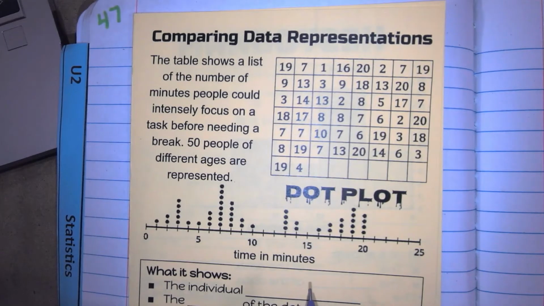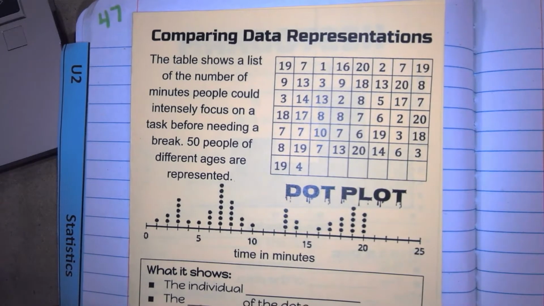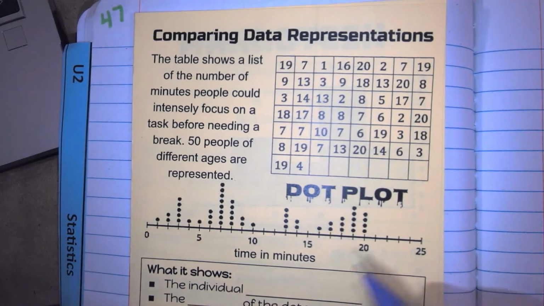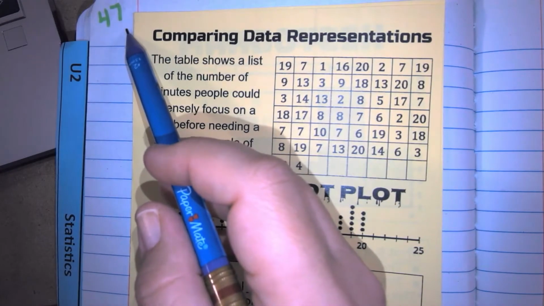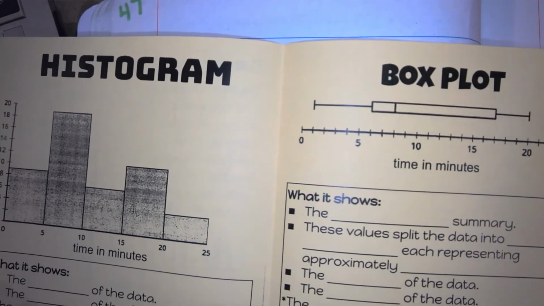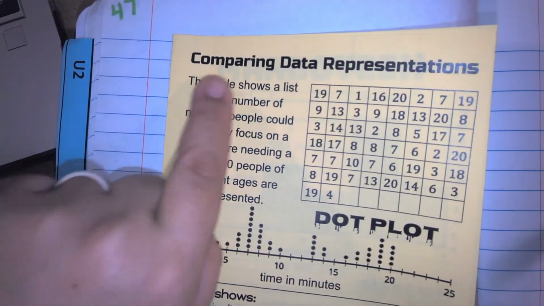Now we're going to talk about what are some of the uses for each of them, what are some of the things you can see when looking at them. This is going to go into your notebook on page 47. And you're going to fold it into this little book. So you'll notice it has two sides, histogram and box plot go on the inside, the dot plot and the title go on the outside, with this blank page to be where we're going to put our glue.